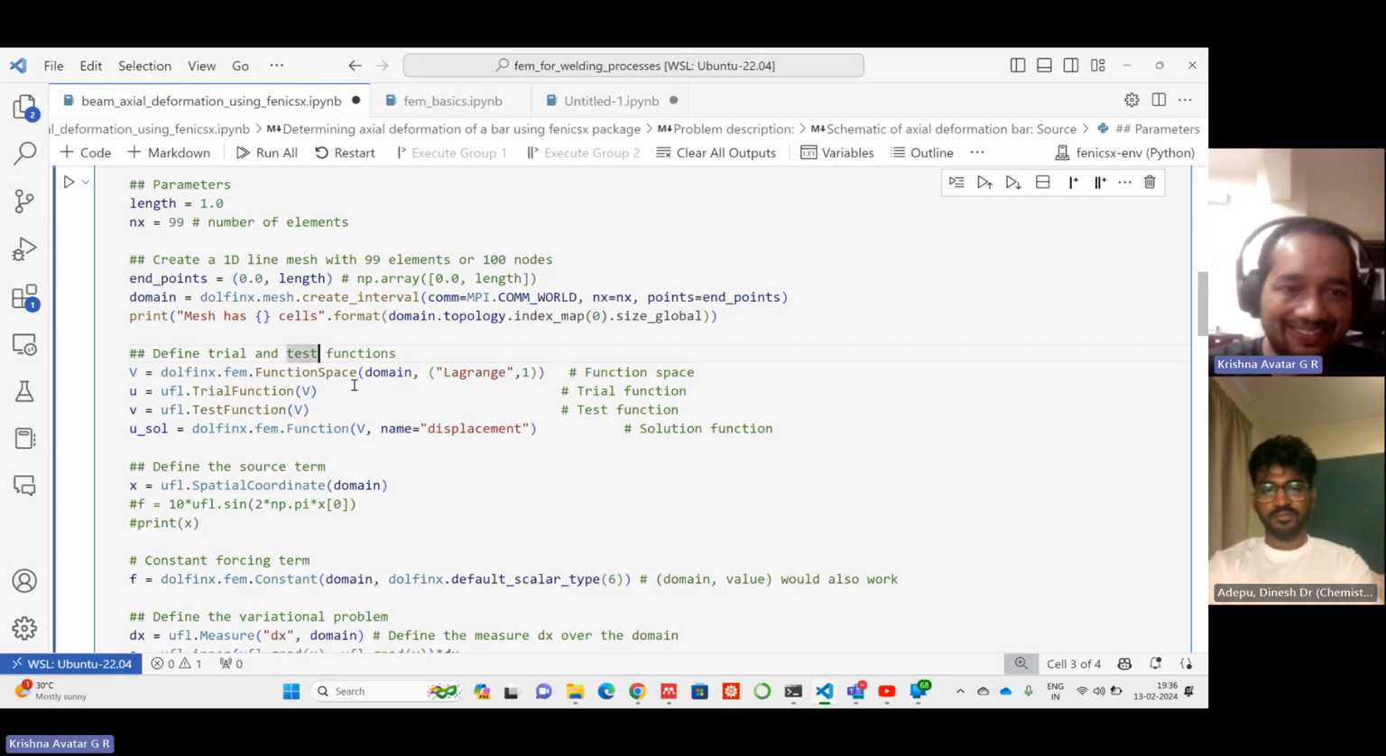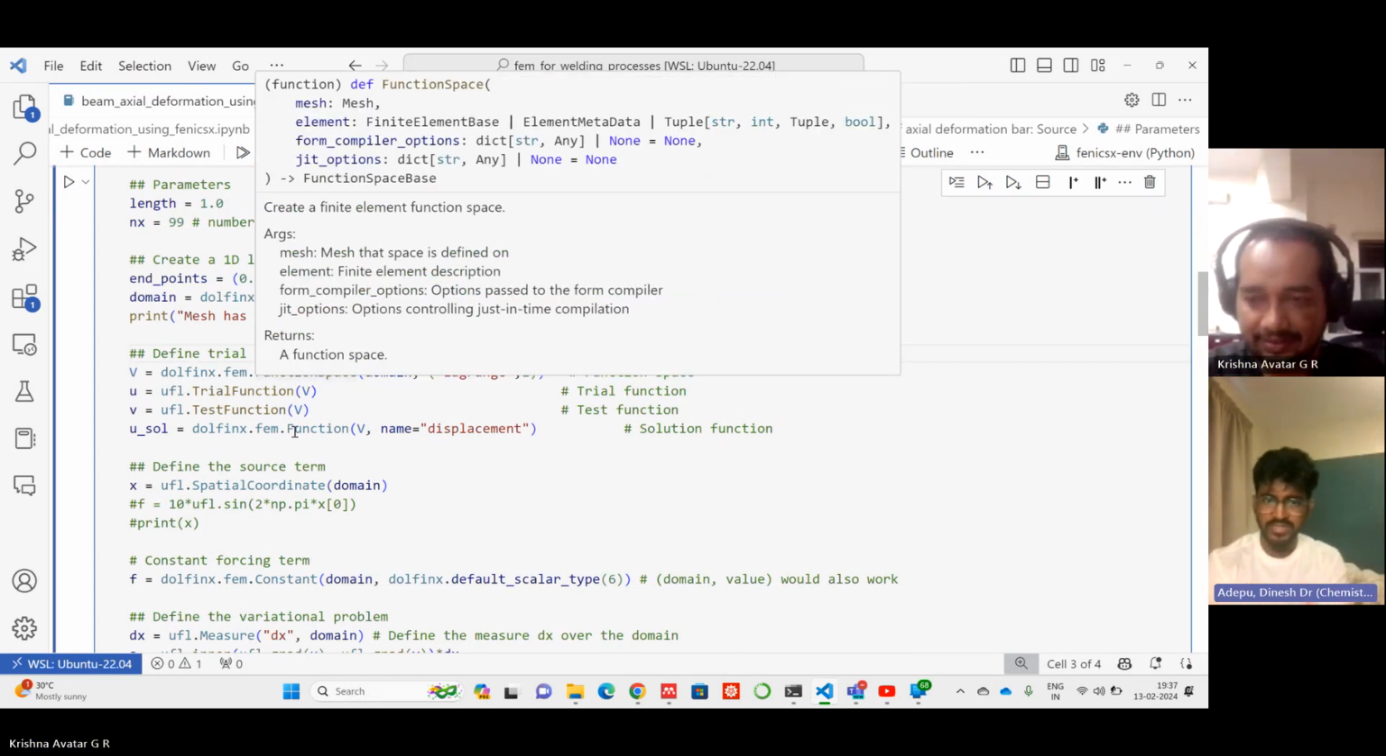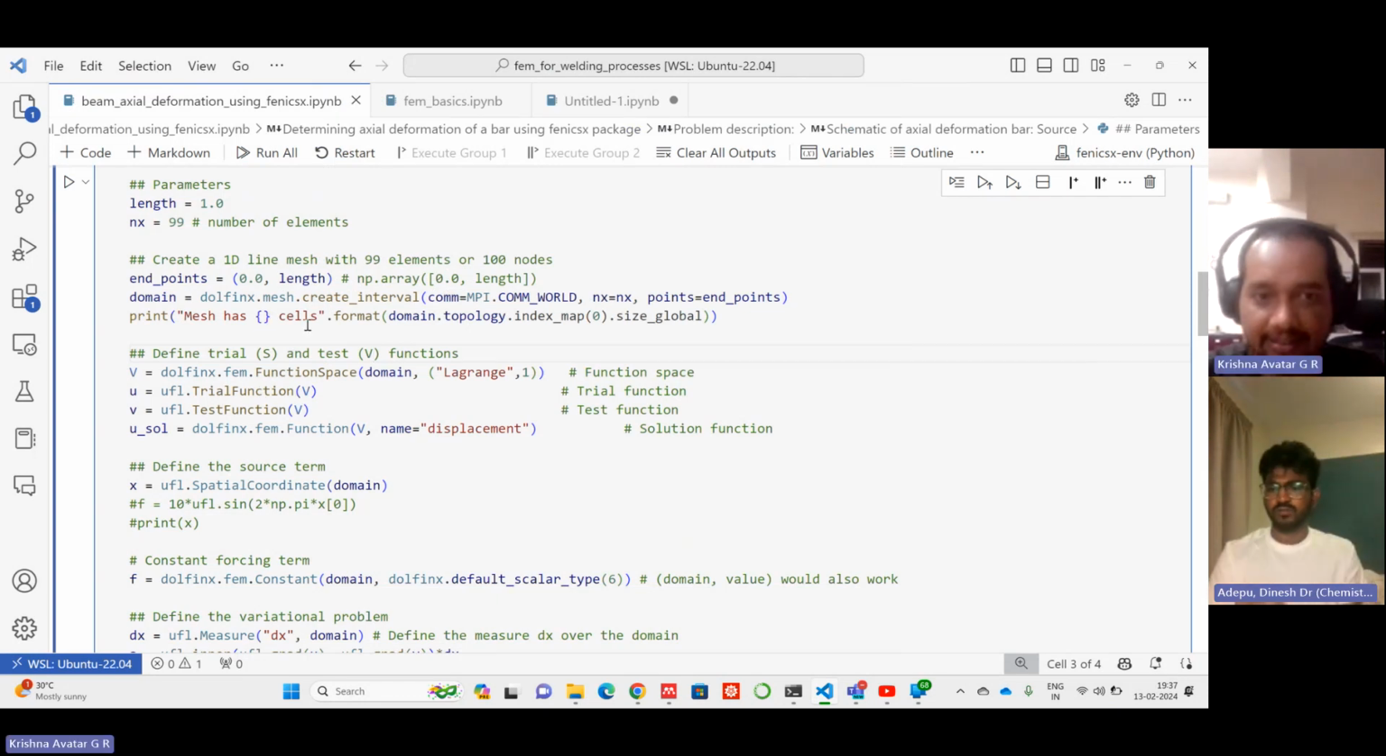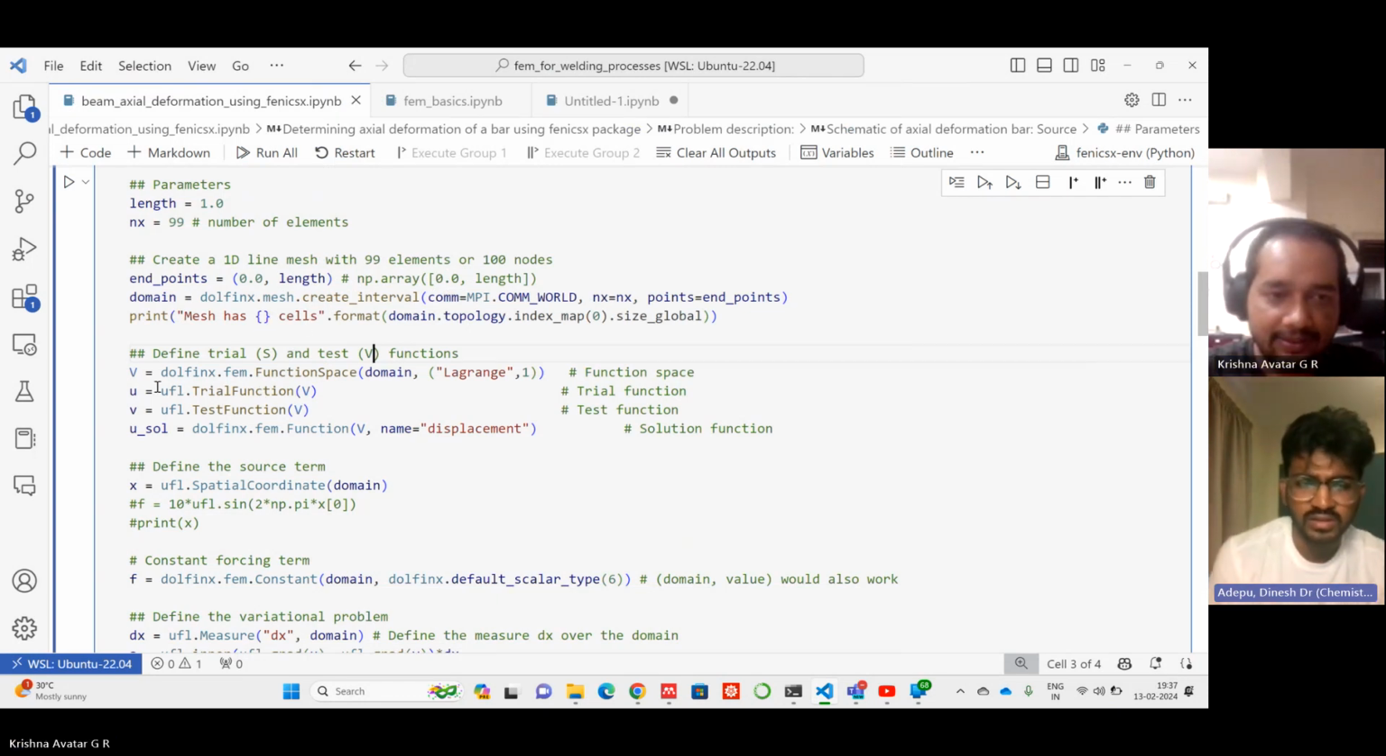Now we'll define a trial. Trial is nothing but the weighting functions. And trial is our solution, the trial functions, right? In our nomenclature, whatever the mathematical notation we use, u belongs to S and v belongs to capital V, right? Yeah, all right, great.